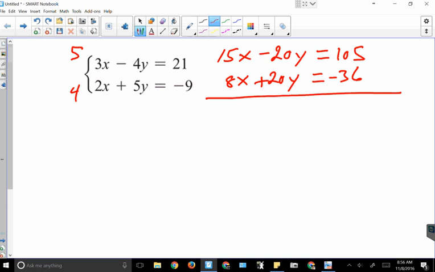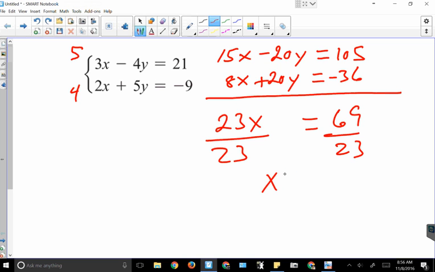When I combine these equations together now, I am going to get an equation with one variable. So I put these together, 15 and 8 give me a wonderful 23x. These disappear. Let's see, 105 minus 36 gives me, oh, what is that, 69? Now, divide by 23, divide by 23, x is equal to 3.